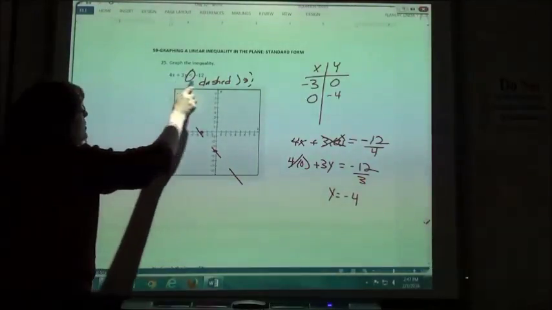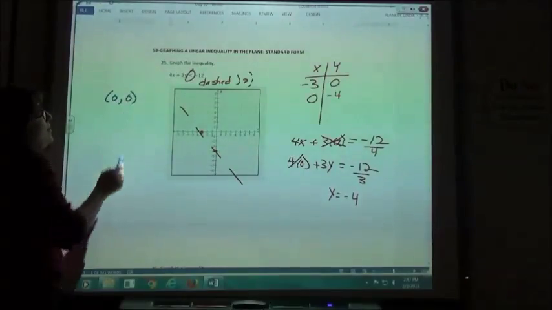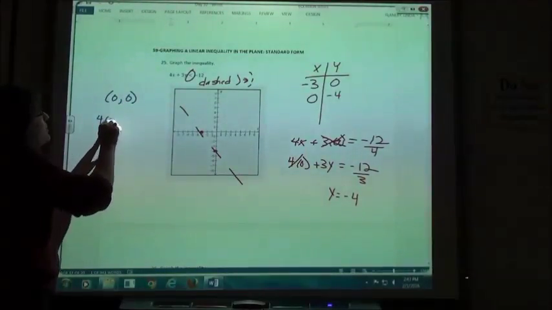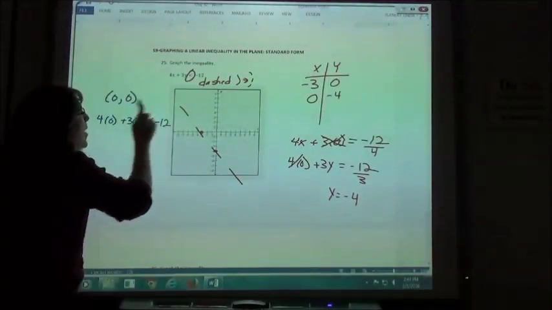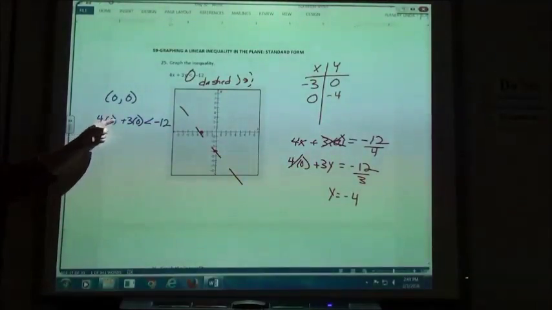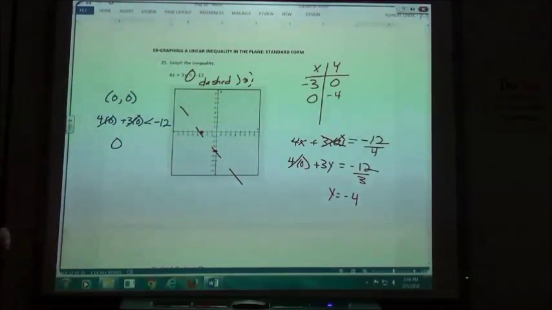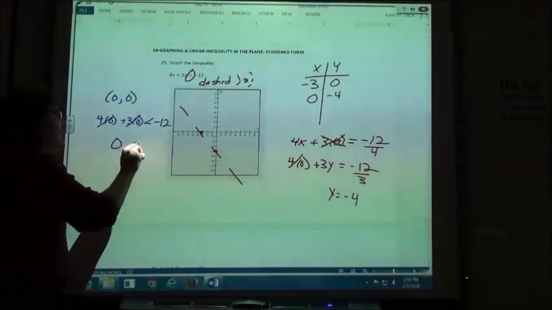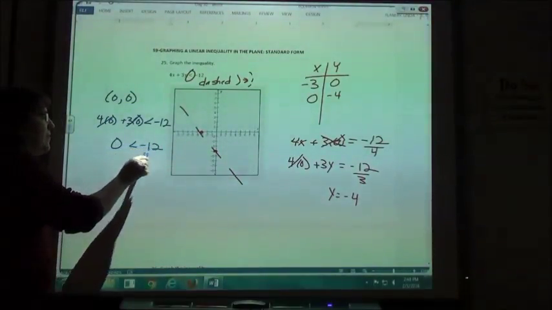So I take my original inequality and put 0 in for x, 0 in for y. So 4 times 0 plus 3 times 0, is that less than negative 12? Well, why did I use 0, 0? Because that makes this 0 and this 0, and so my whole side is 0. That's easy to do. Is 0 less than a negative 12? Is 0 less than a negative number?